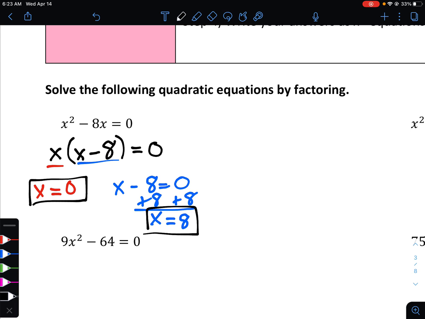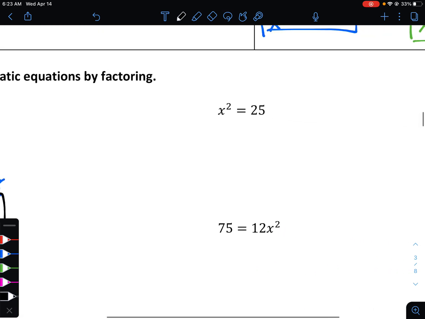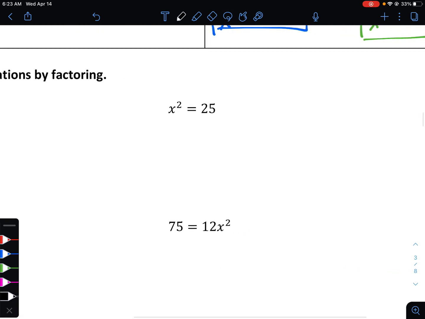Okay. For our second equation, we've got x squared is equal to 25. So the first thing we need to do is get our equation to equal 0. The easy way to do that is to just subtract 25 from both sides of our equation. So on the left side, that'll mean x squared minus 25. On the right side, 25 minus 25 is 0. And now we should be ready to go ahead and factor.